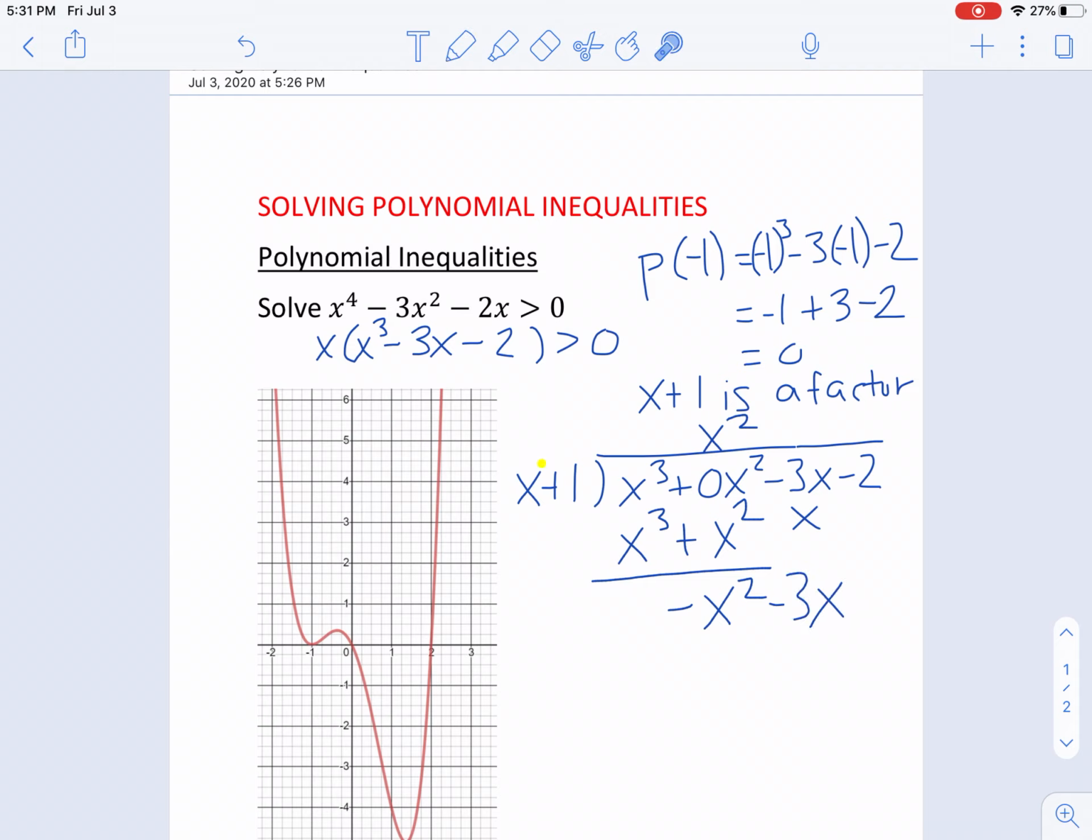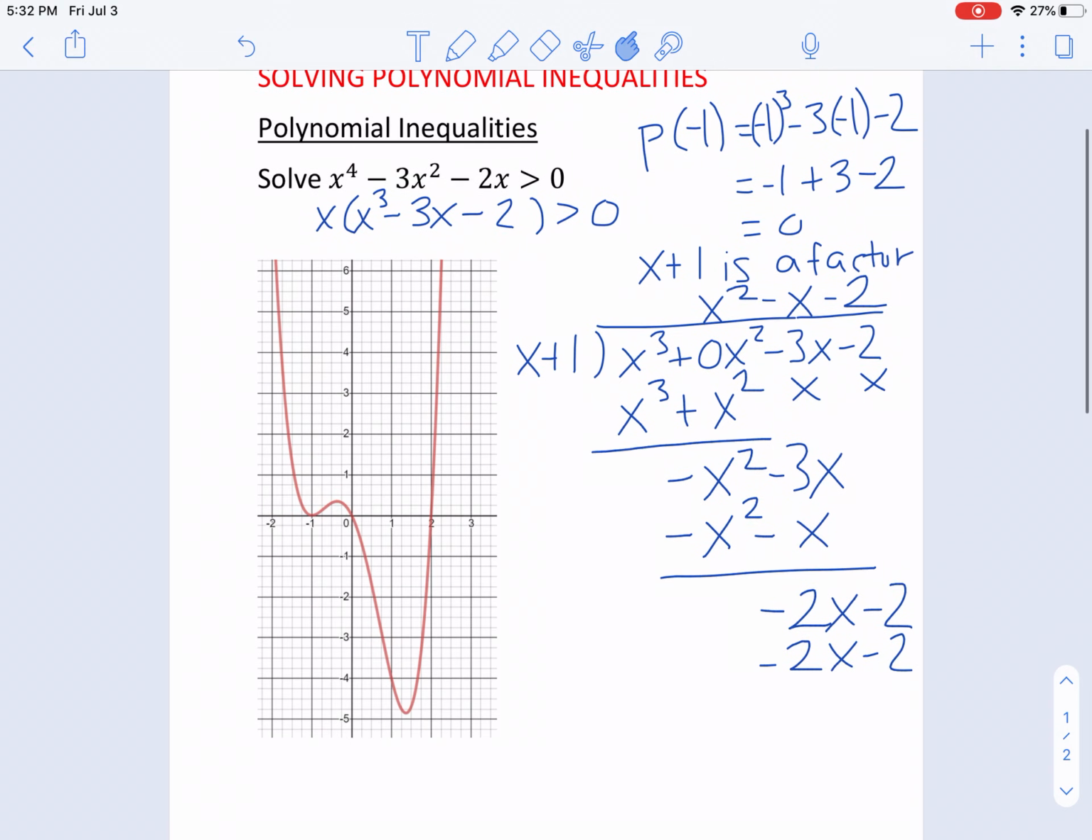And I bring down the next term, which is negative 3x. How many times does x go into negative x squared? It goes in negative x times. Multiplying negative x by x plus 1, we get negative x squared minus 1x. And when I subtract, I end up with negative 2x. And I bring down the minus 2. How many times does x go into negative 2x? It goes in negative 2 times. Negative 2 multiplied by x plus 1 is negative 2x minus 2. And again, if you've done this correctly, your remainder should be 0 when you subtract.